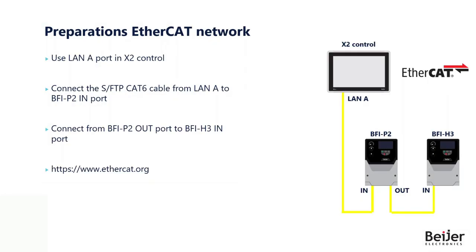Preparations of the EtherCAT network. Use LAN A in X2 control and connect it to port IN on the first inverter. To connect the second inverter, connect the cable from the OUT port of the first inverter to the IN port of the second. When using high-speed Ethernet-based protocols, a proper installation is a crucial part, and we recommend to follow guidelines from the EtherCAT organization. Use the link above to go to the website for downloads.